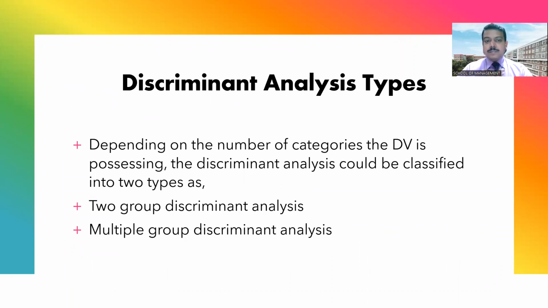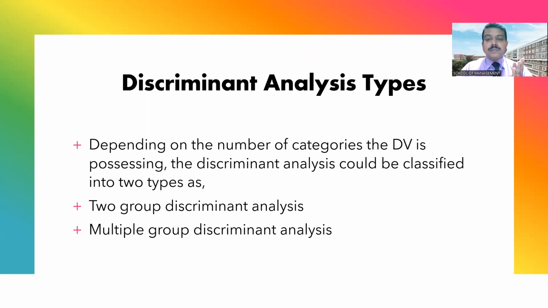Discriminant analysis types depend on the number of categories the dependent variable possesses. In the previous examples, I told you hired or rejected, and defaulters and non-defaulters. We had only two categories under the dependent variable. Depending on the number of categories in the dependent variable, discriminant analysis can be classified into two types: either a two-group discriminant analysis or a multi-group discriminant analysis.